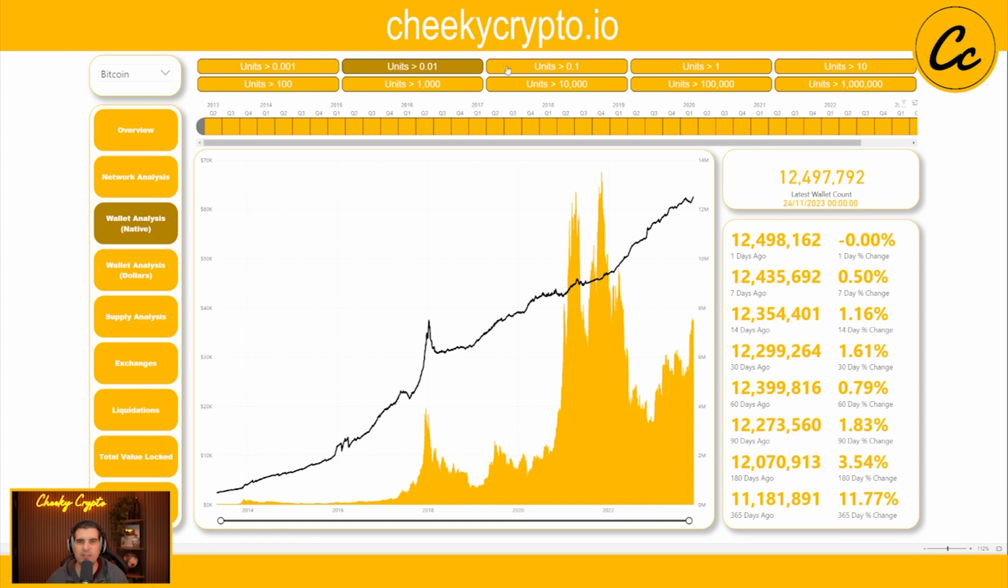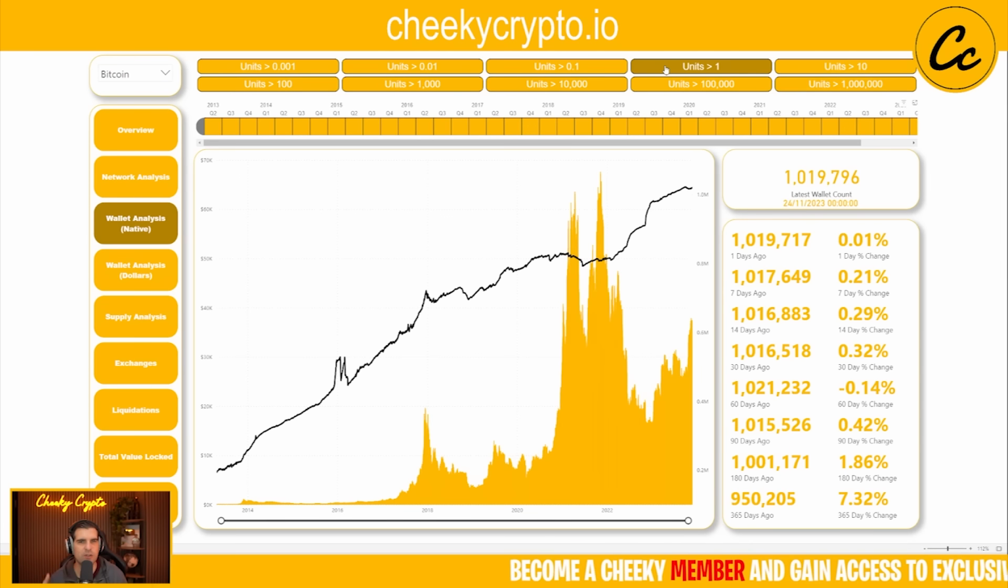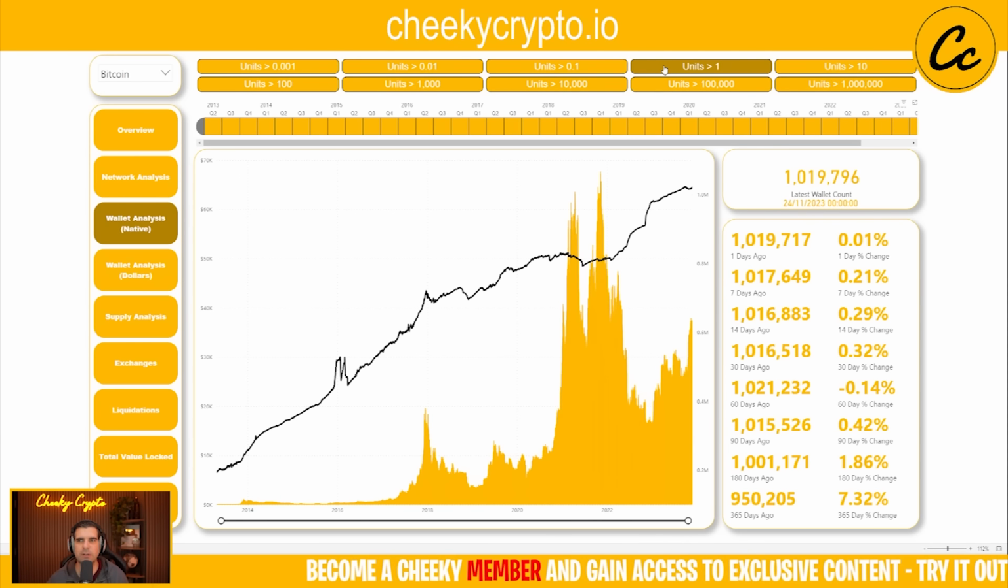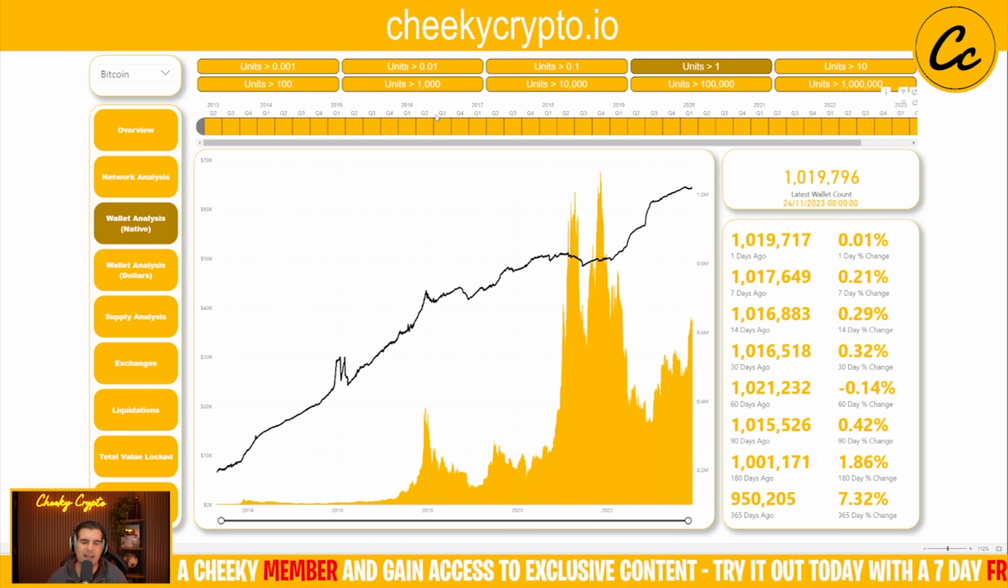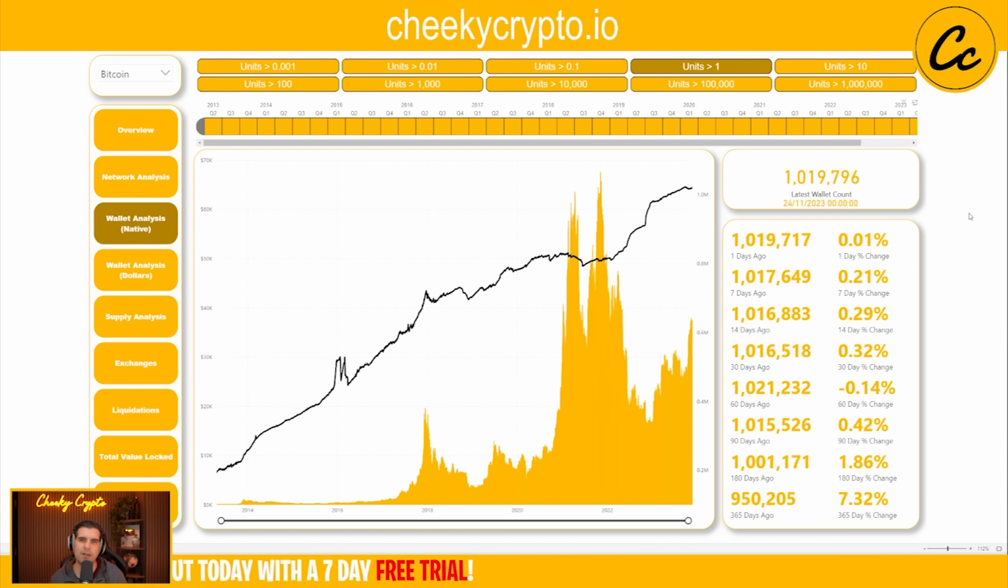It gets worse as you scale this up. 10% of a Bitcoin, 4.5 million. 1 Bitcoin, only 1 million addresses have at least 1 Bitcoin. And of course, if you start scaling it from there, it gets worse and worse. So it's really interesting that we have a large number of wallets, and a lot of people on Twitter, X, and all that kind of stuff talk about the total number of wallets, and they say, look, we've got this huge adoption curve going on for crypto. We can see X amount of wallets created.